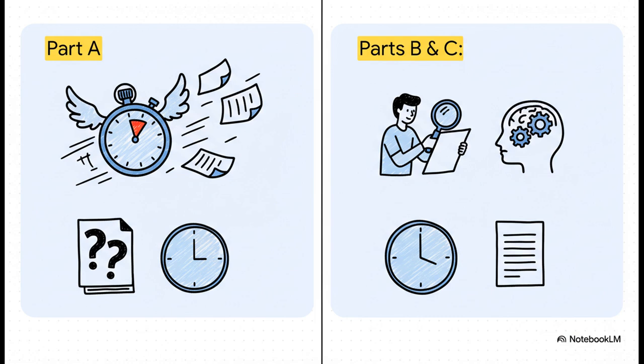Part A, that's an all-out sprint. We're talking 15 minutes to fly through 20 questions. It's all about speed and just grabbing the information you need. But then you hit parts B and C, and you have to completely switch gears. This part is more like a marathon. You get 45 minutes for 22 questions, and they're testing your ability to really understand details, main ideas, and opinions.